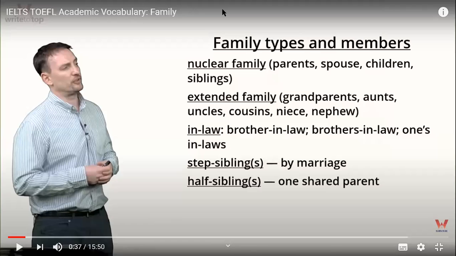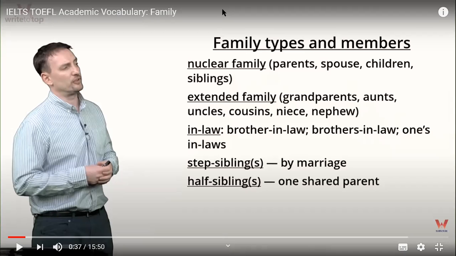And what about extended family? Have you got an idea? Extended family includes more than six or seven people. It includes aunts, nieces, nephews, and so on. Extended family is the family beyond, outside of your nuclear family. You have grandparents, aunts, uncles, cousins, nieces, nephews, and others. They are your extended family.